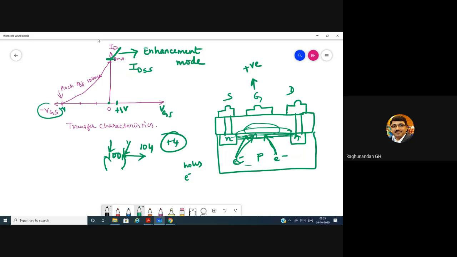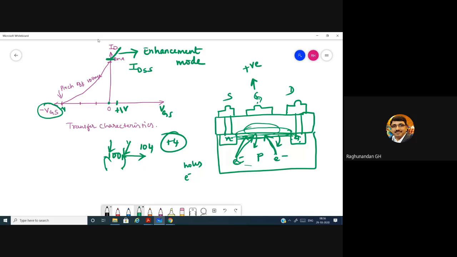We were making the gate to source voltage negative to control the flow of electrons from source to drain. So when I was making the gate voltage negative, the electrons were repelled to the P substrate. So the number of electrons moving from source to drain was controlled. The more negative gate voltage I apply, the more electrons get repelled from this path. When they repel from this path, fewer electrons will reach the drain. So the current will reduce.